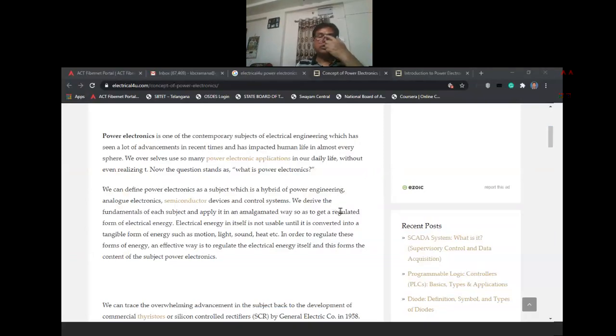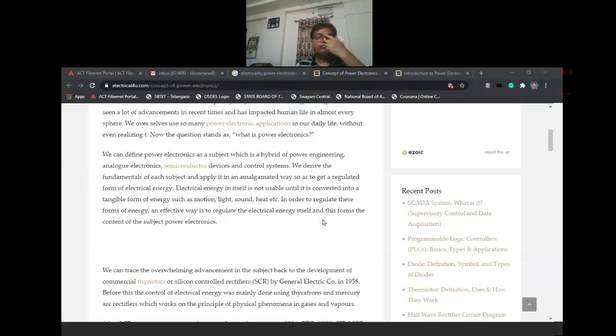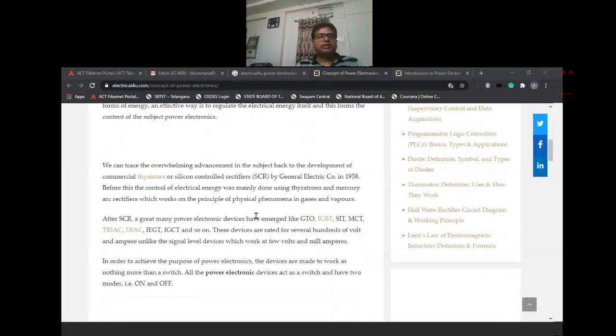So that is what we have discussed so far in this session. We can trace the overwhelming advancement in this subject back to the development of commercial thyristors or silicon control rectifiers by General Electric Co. in 1958. Before this, the control of electric energy was mainly done using thyratrons and mercury arc rectifiers, which work on the principle of physical phenomena in gases and vapors.